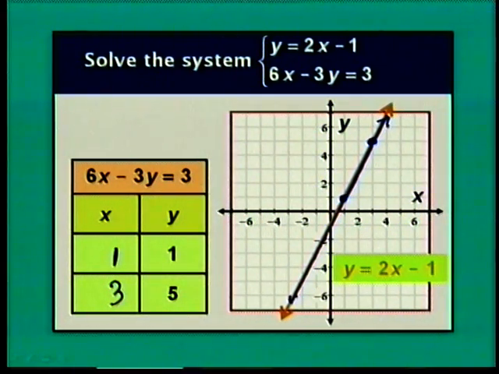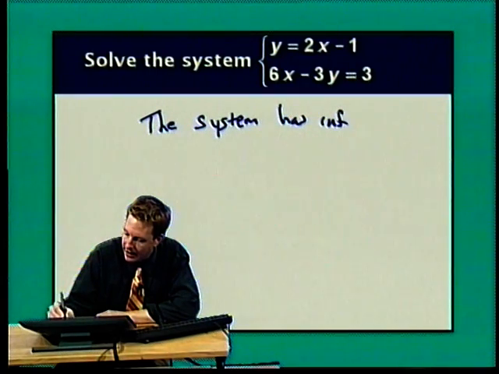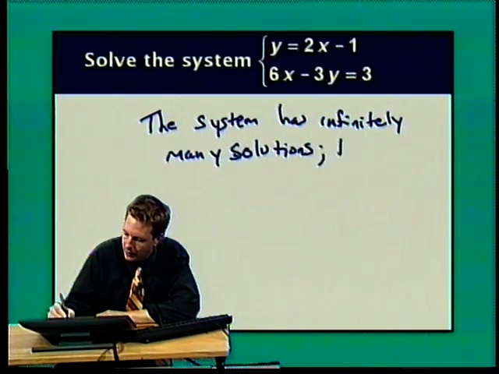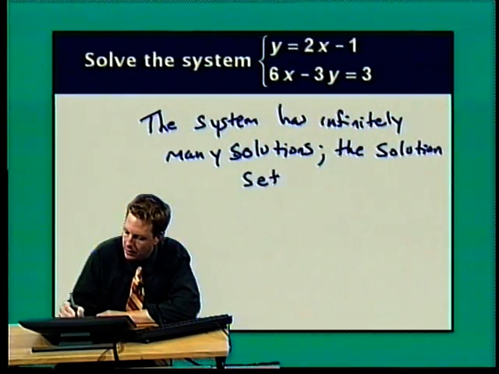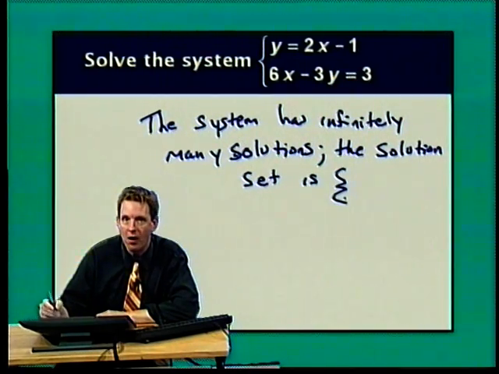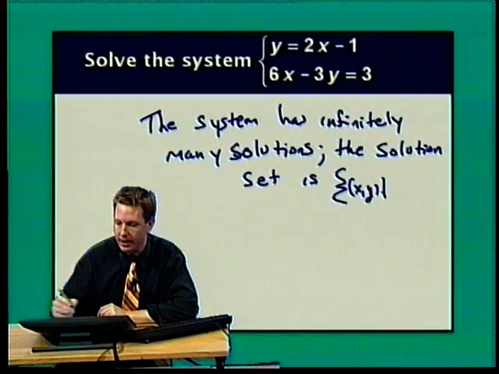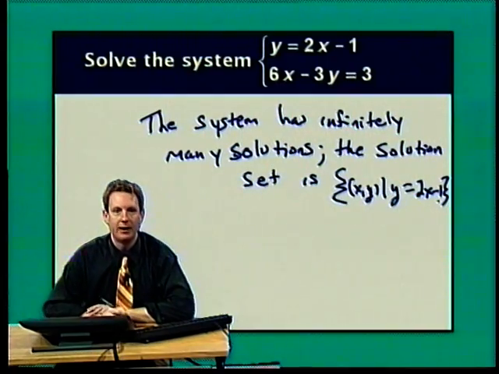Let's go ahead and state our conclusion. The system has infinitely many solutions. The solution set is the set of all points of the form (x, y) that have the property that the y-coordinate equals 2 times the x-coordinate minus 1.